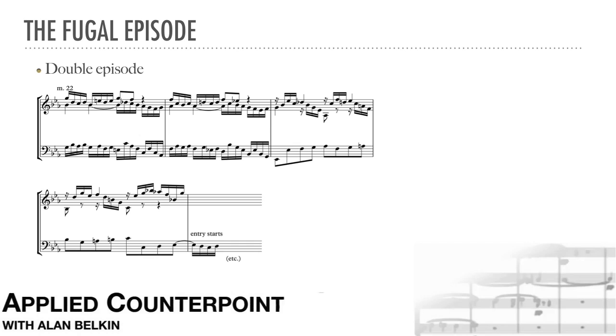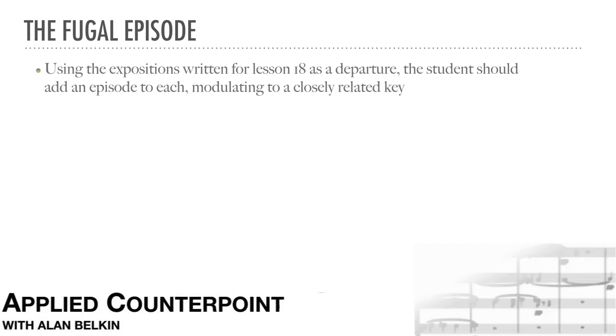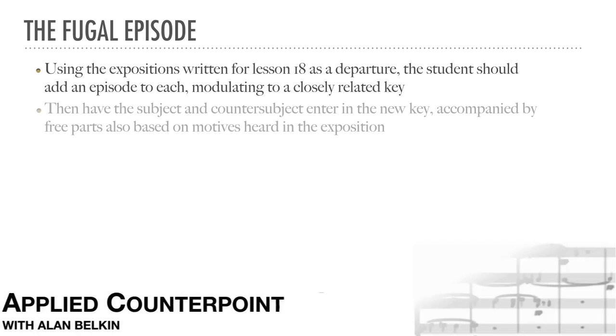A modulating episode can also be used to move to the new key for the next entry of the subject. Using the expositions written for Lesson 18 as a departure, the student should add an episode to each, modulating to a closely related key. Then have the subject and counter-subject enter in the new key, accompanied by free parts, also based on motives heard in the exposition.